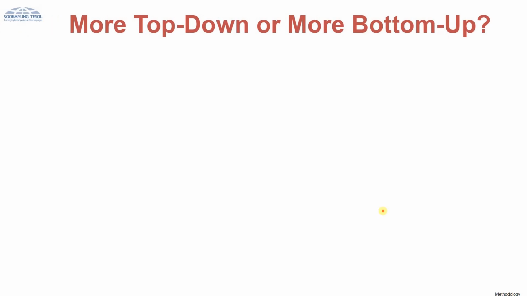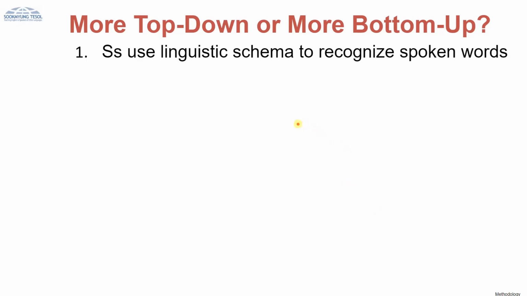More top-down or more bottom-up? Let's check out the different listening. Students use linguistic schema to recognize spoken words. So they're using the schema, but the key is, what are they recognizing? They're recognizing spoken words. So is that going to be a top-down concern or a bottom-up concern?